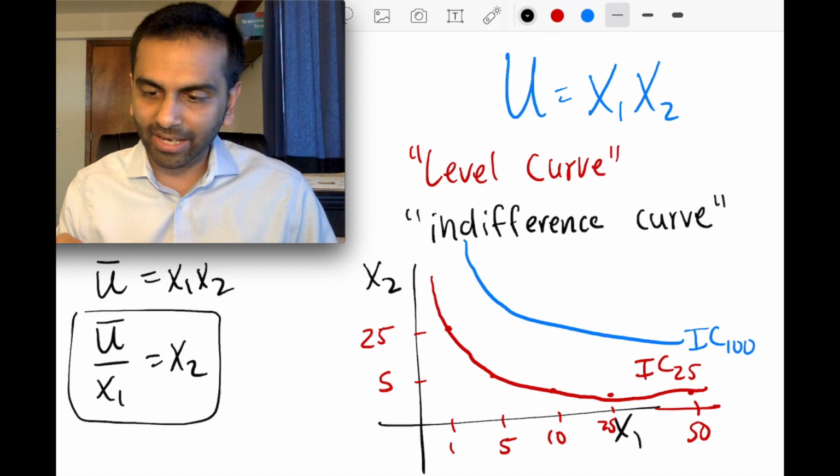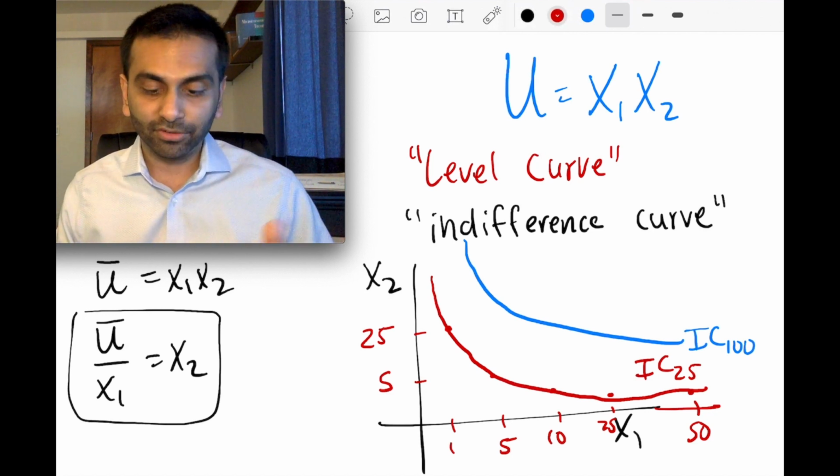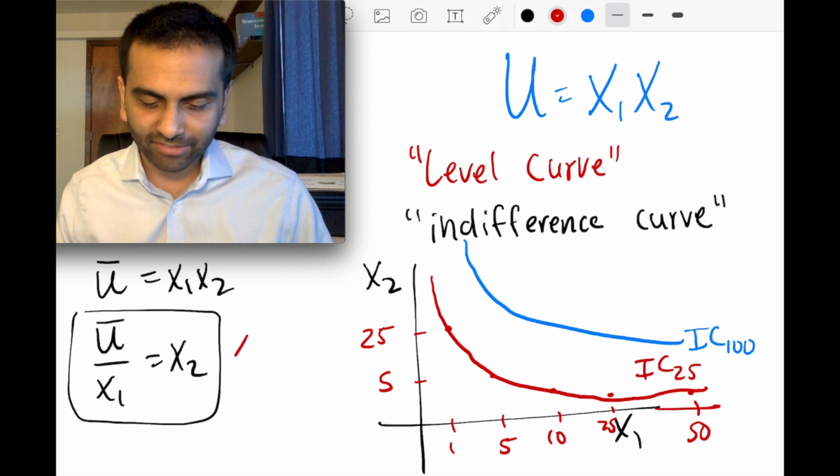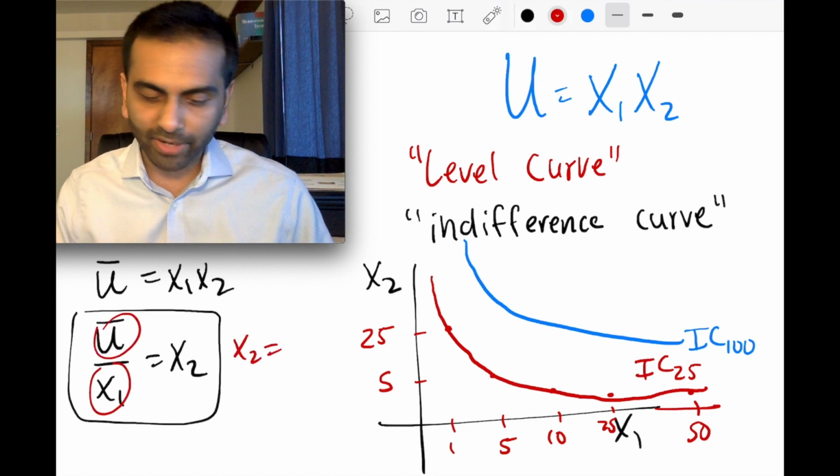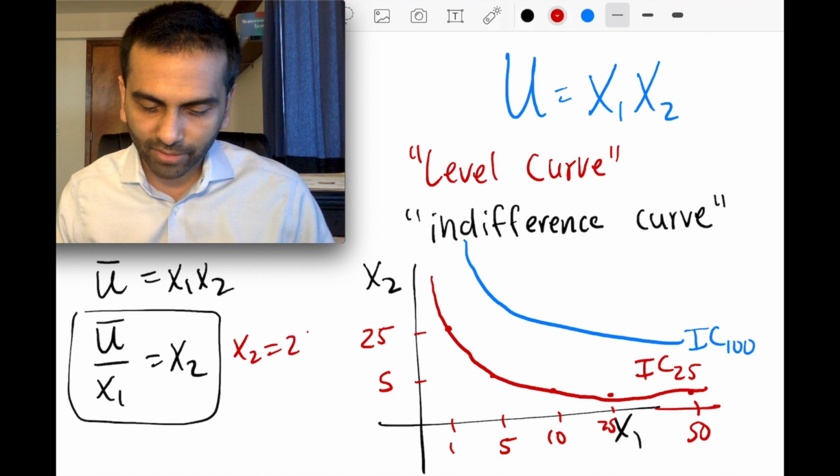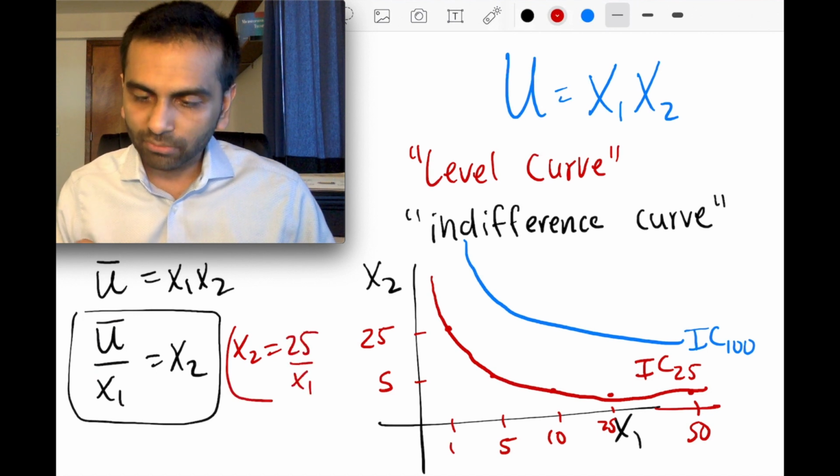So if I were to say, what's the equation for the indifference curve at a utility level of 25, you would say x2 equals, let's see, u bar over x1. So that's just going to be 25 over x1. So now it's pretty clear.